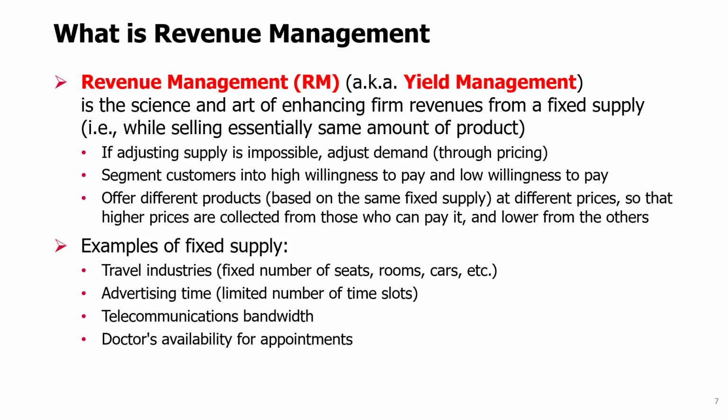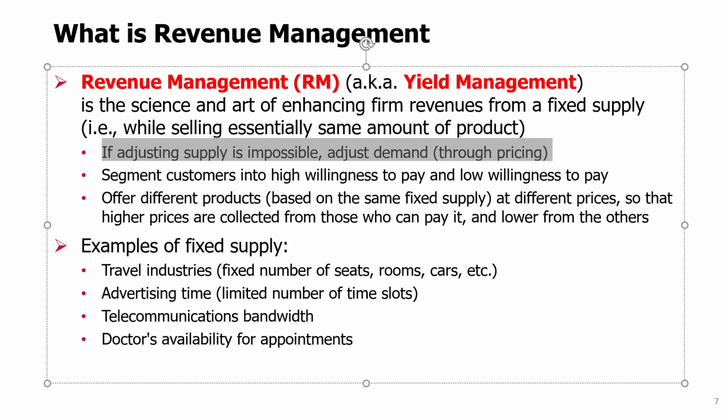So essentially, we want to increase the revenue while we're selling the same amount of product, right? So this is basically, in other words, an idea where if we can't adjust supply because it is rigid, it is fixed, or maybe it's hard to adjust or it's impossible, then we try to adjust demand by appropriate pricing.